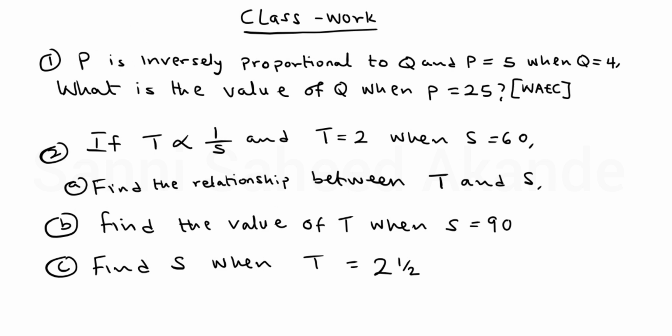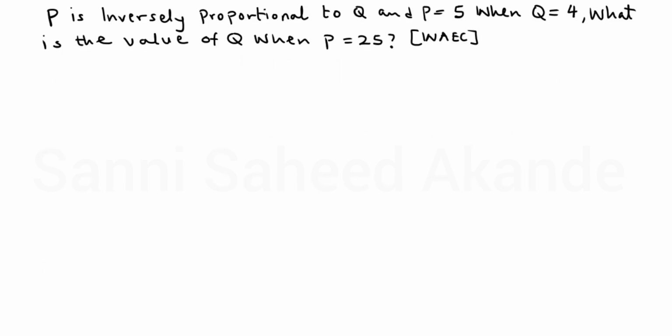Now let's continue. Now P is inversely proportional to Q and P is equal to 5 when Q is equal to 4. What is the value of Q when P is equal to 25? Solution.